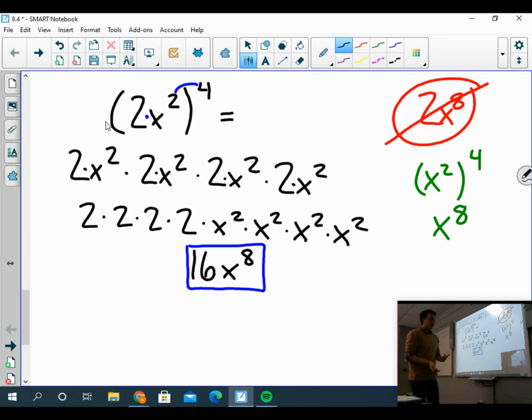The x squared just doesn't get the 4. The 2 does as well, okay? Product to a power versus power to a power, okay? Well, how are we going to distribute this?